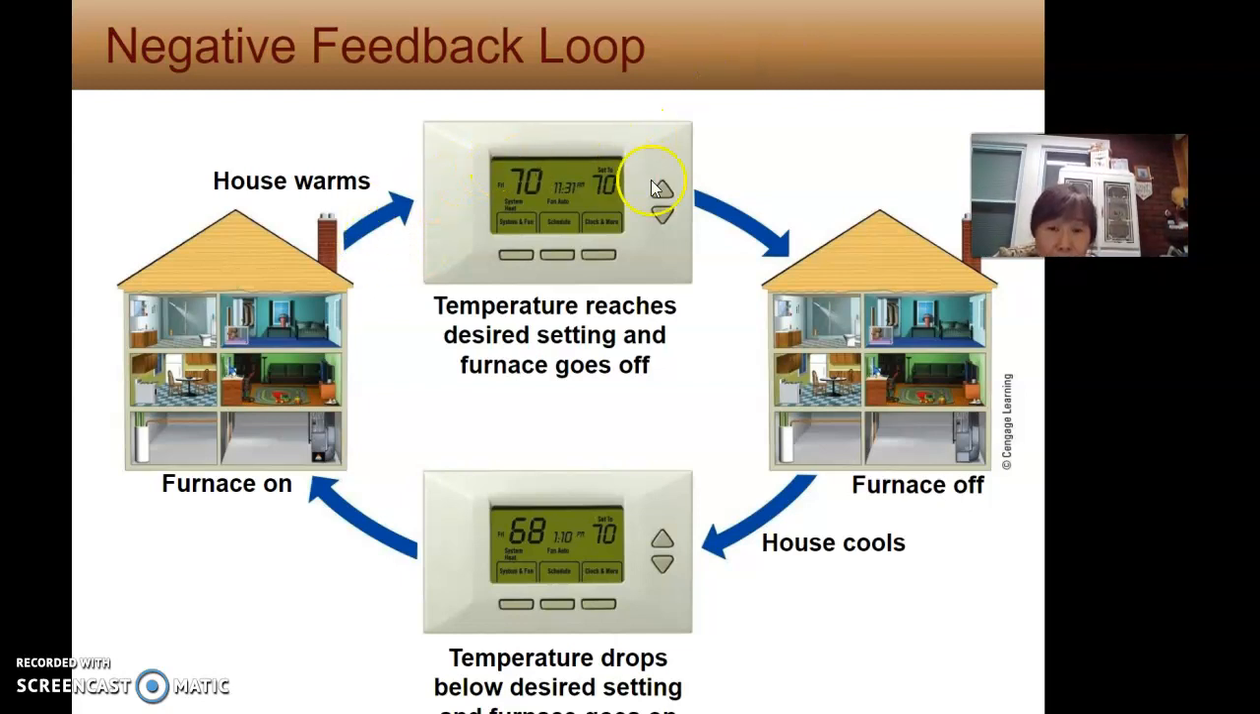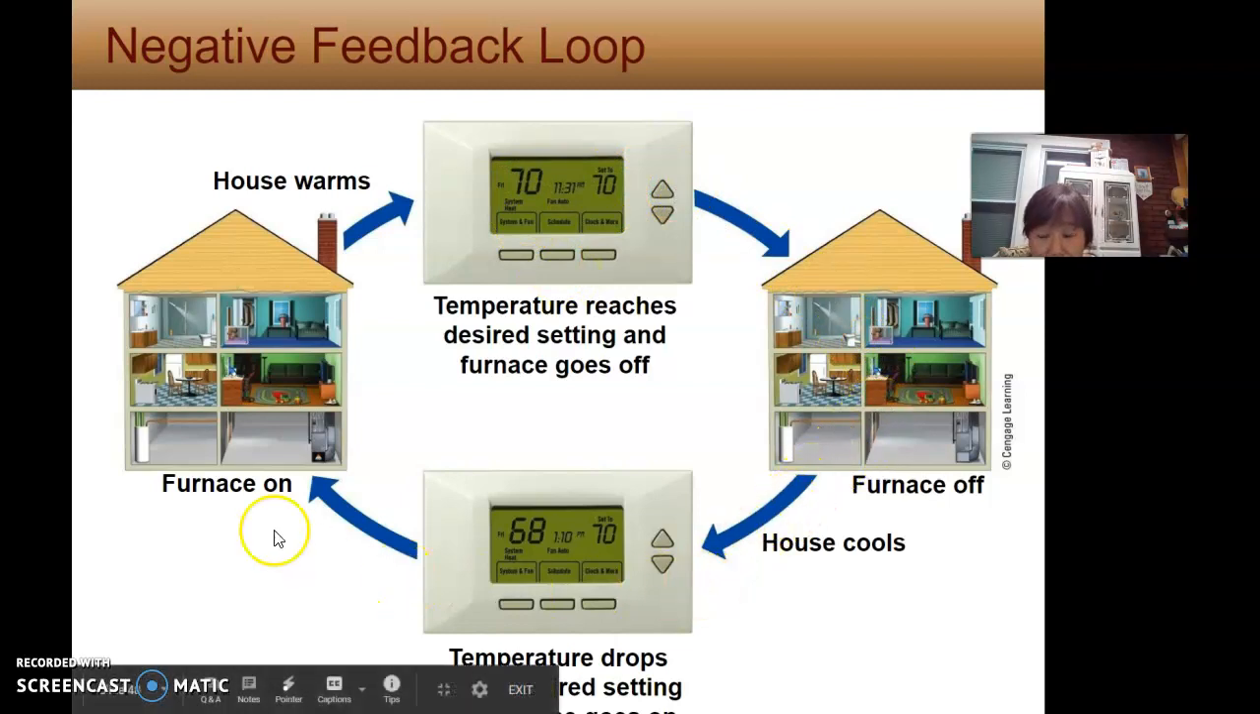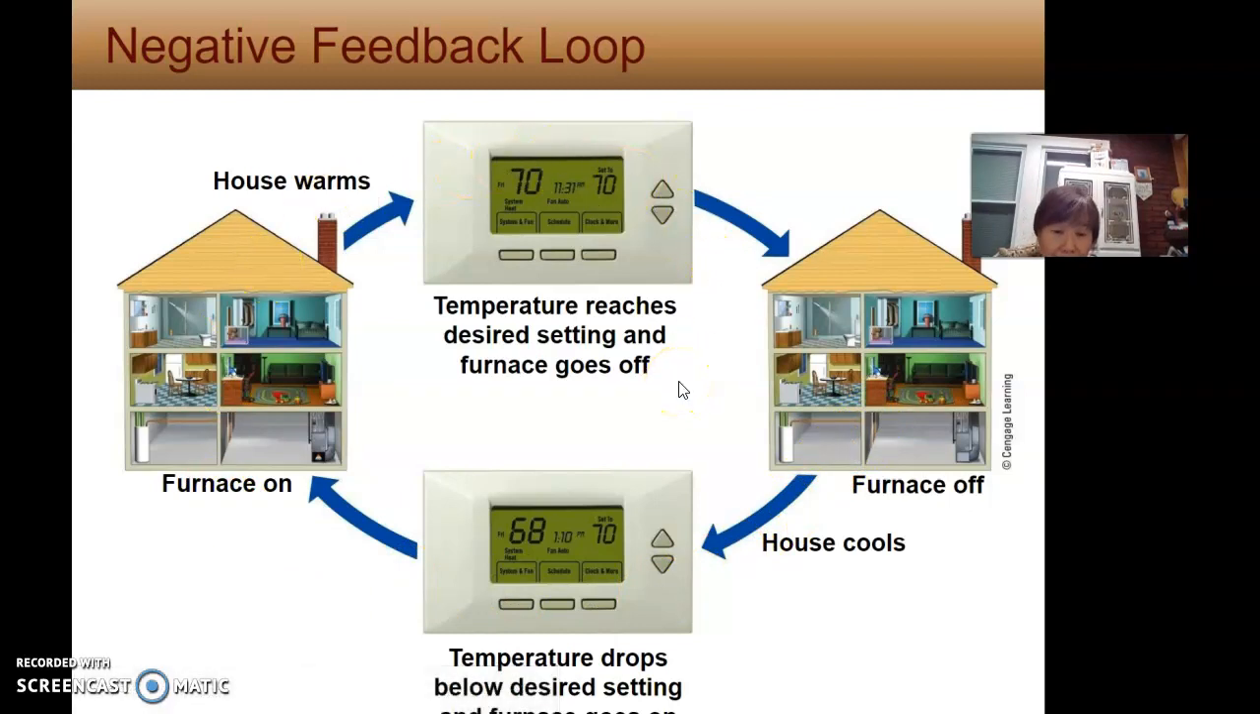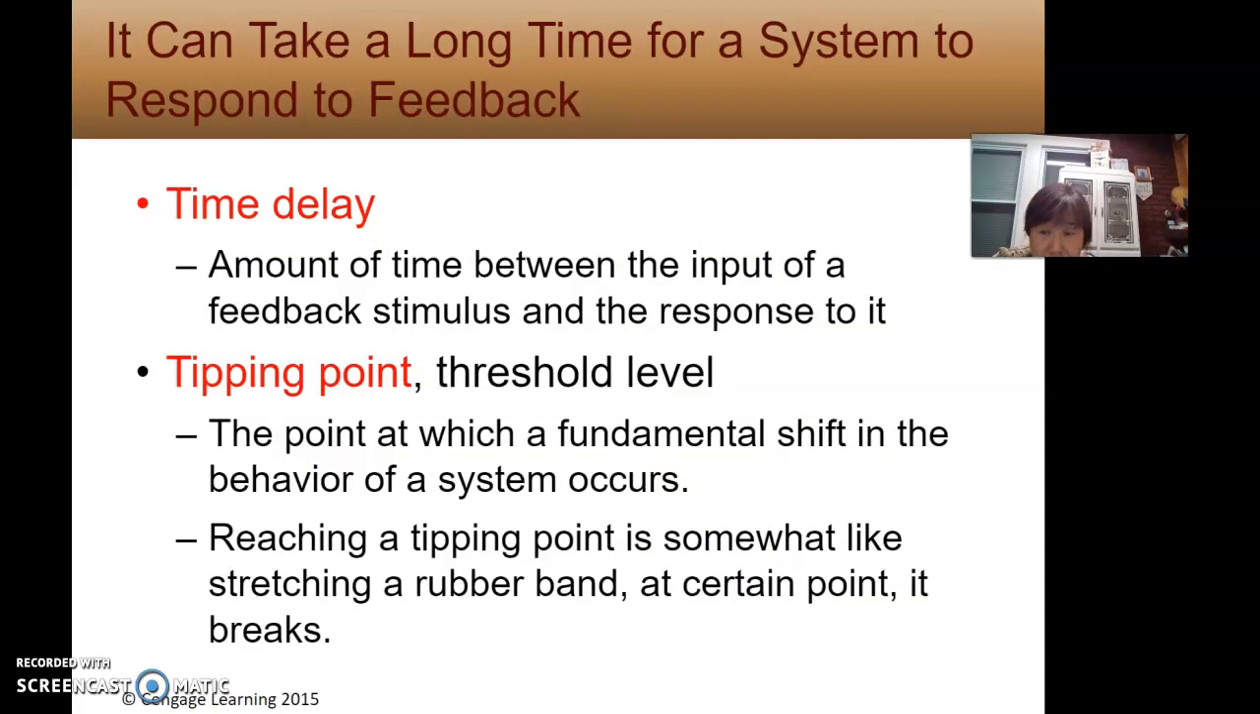For example, for the thermostat temperature you set, if you set it to 70, when the room reaches this temperature, your furnace would stop. And then when the room cools down, the furnace will kick on. The whole process is a balancing situation. We want this in the natural environment. However, many of them are positive feedback loops.